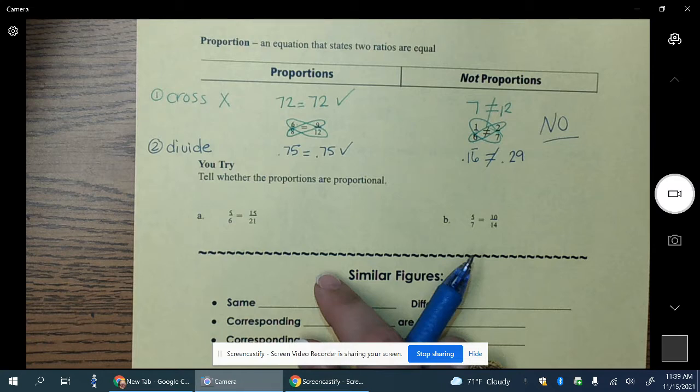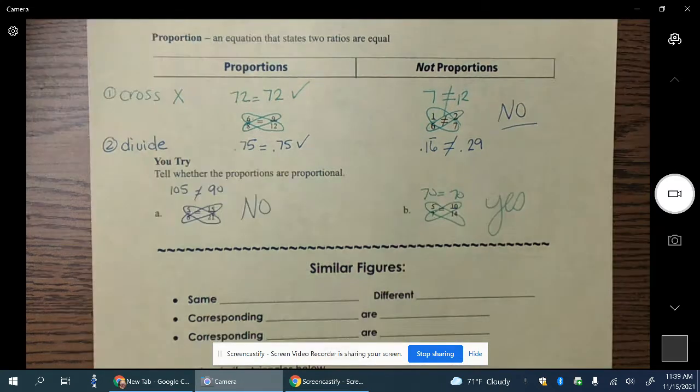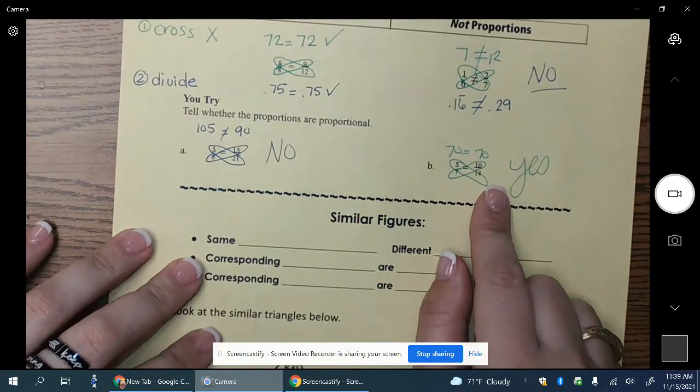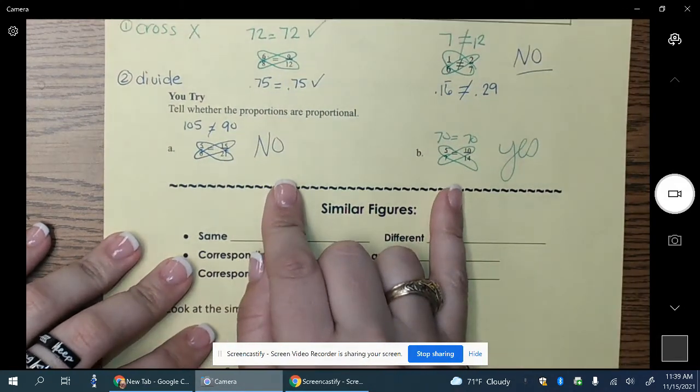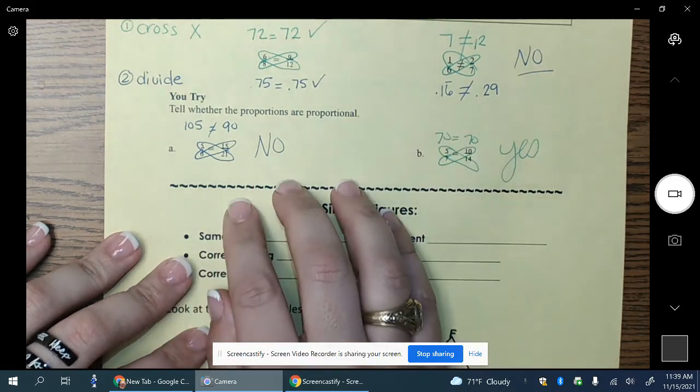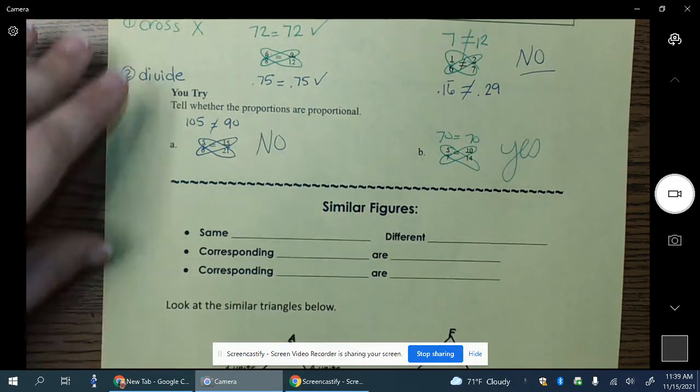All right, which one is yes? The second one, B. Okay. The first one was no. You're going to have to know how to do that. That is not hard to do. You just got to know how to do it.